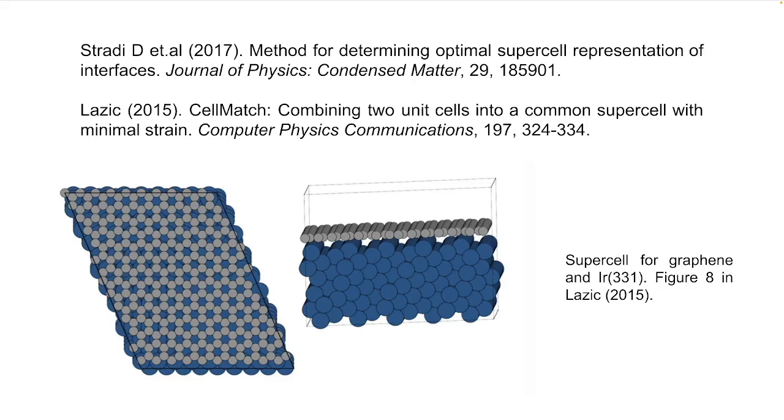Finally, we have this example of this iridium 331 substrate and a graphene overlayer, and we can see this in 3 dimensions, where we have these methods for determining optimal supercell representation of interfaces, and this other paper, Cell Match, combining 2 unit cells into a common supercell with minimal strain. Basically, these are ways that we can calculate using software some of these patterns and some of the ways that the substrates are configured with overlayers and the patterns that they produce.